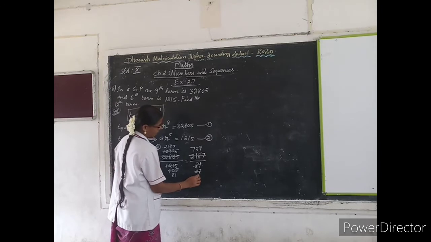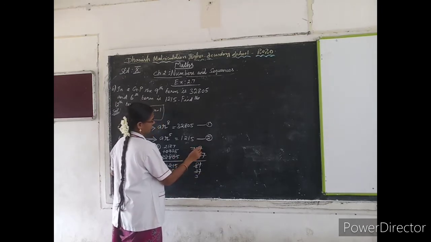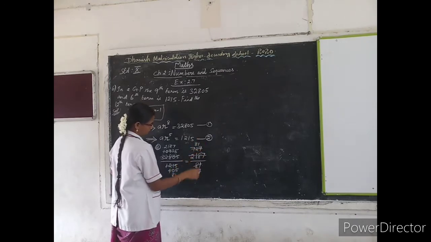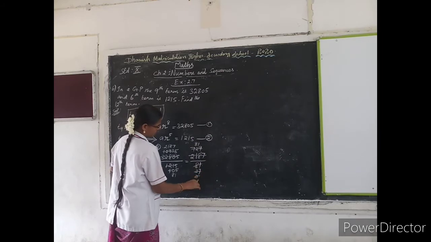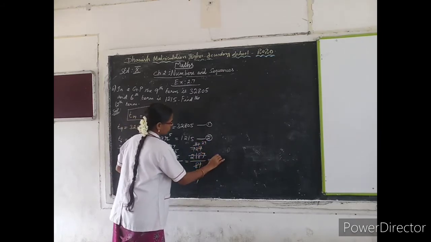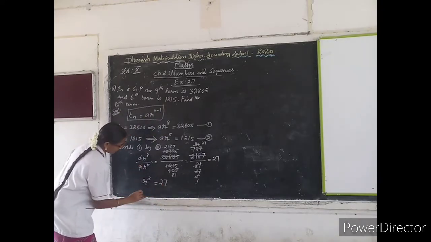3 9s are 27, now the 9 table. 3 9s are 27. 9 8s are 72, this 9. One time this, one time, 27 times. So 27 is R cube, equal to 27.